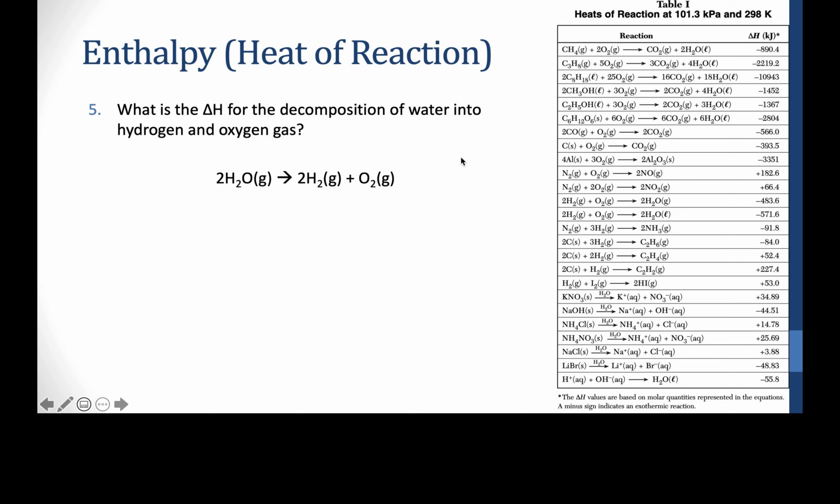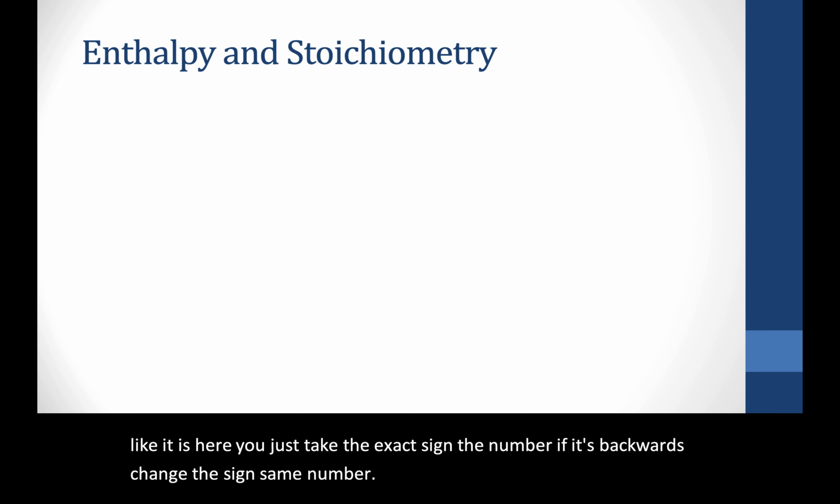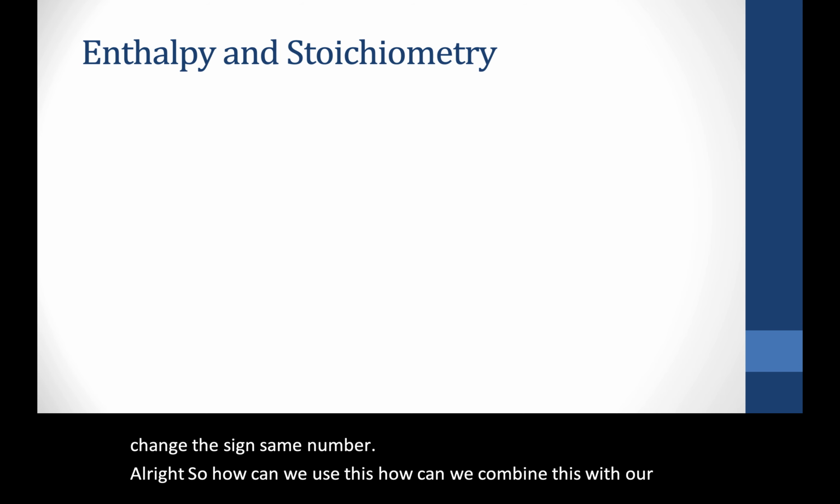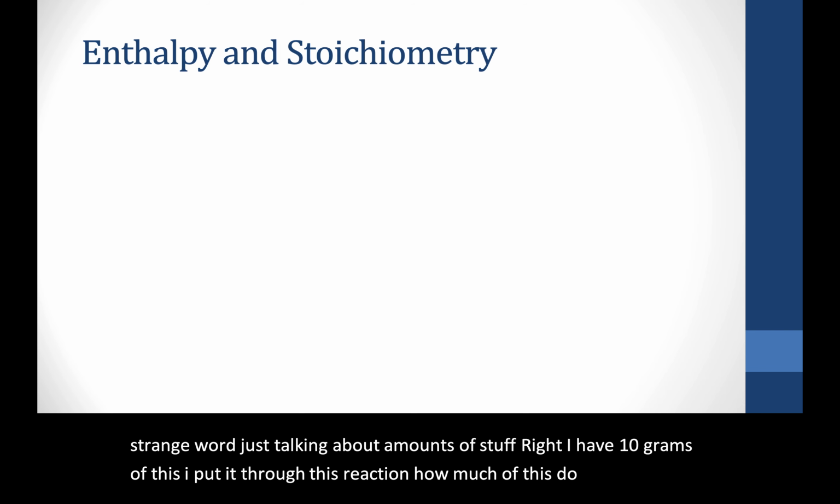Same number. All right, so how could we use this? How can we combine this with the stoichiometry we learned from the last unit? And remember, stoichiometry, very strange word, it's just talking about amounts of stuff. I have 10 grams of this. I put it through this reaction. How much of this do I get out? Now we can also incorporate enthalpy in there. I have 10 grams of this. I put it through this reaction. How much energy do I get out or need to put in, depending on what type of reaction we're talking about?